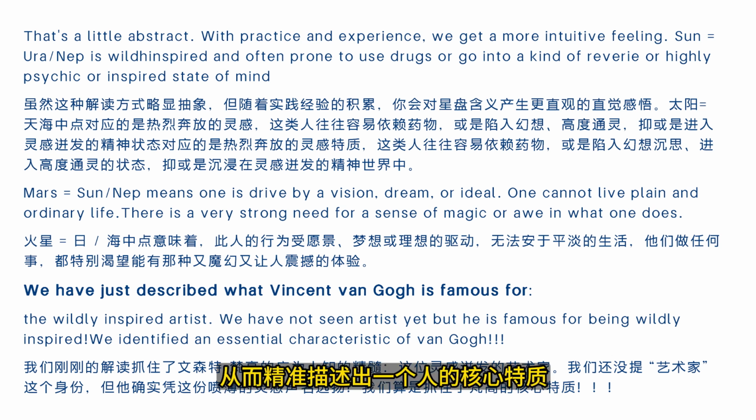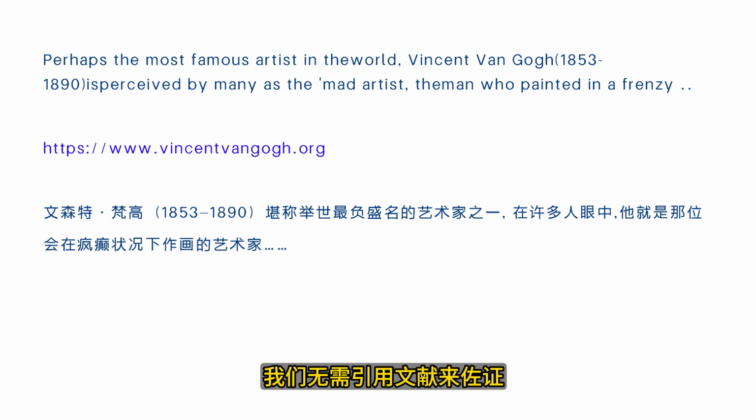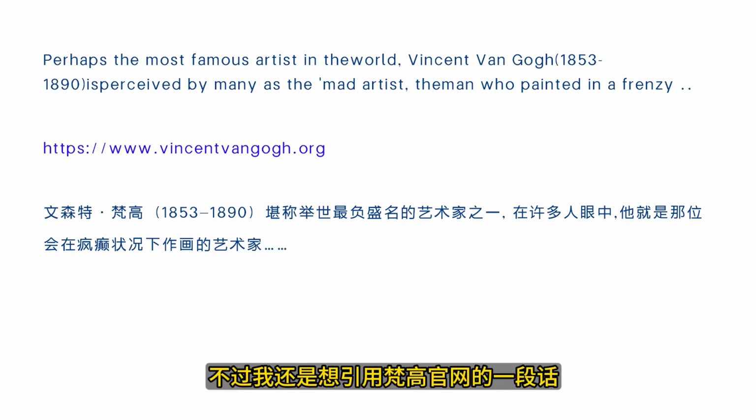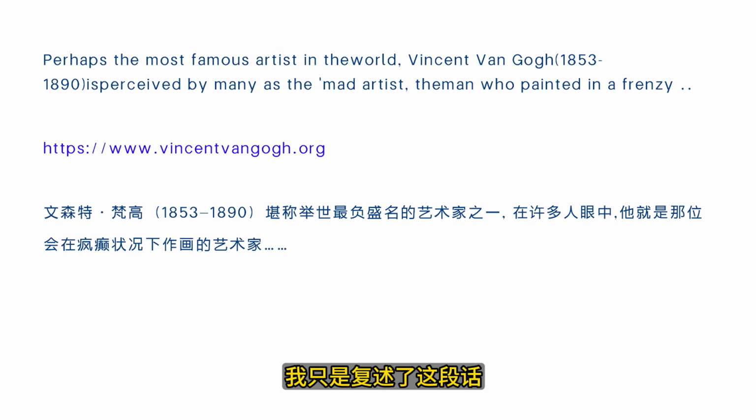So we have just identified the essential characteristics of Van Gogh. And what I'm claiming is that VA targets right into what's essential and fundamental about the person. We don't need a quote because we all know this, but just to quote from this website, vincentvangogh.org: perhaps the most famous artist in the world, Vincent van Gogh, 1853 to 1890, is perceived by many as the mad artist, the man who painted in a frenzy, etc. That's a quote from the website. Of course, I'm just repeating the introductory statement about him on a website dedicated to Vincent van Gogh.